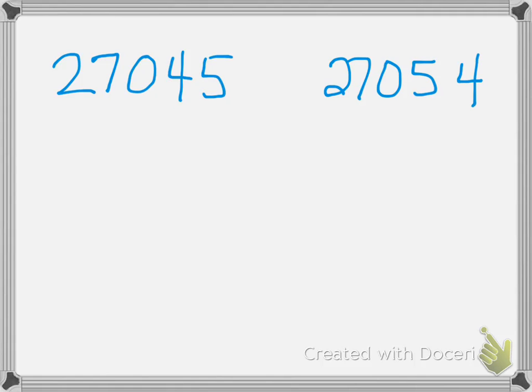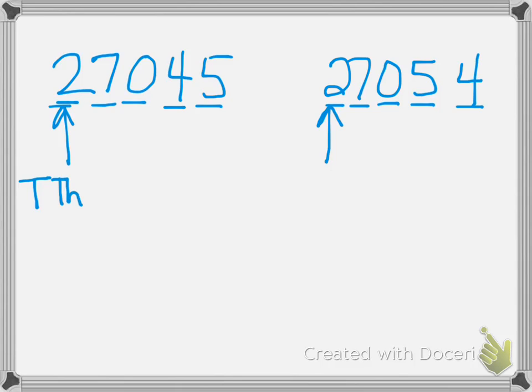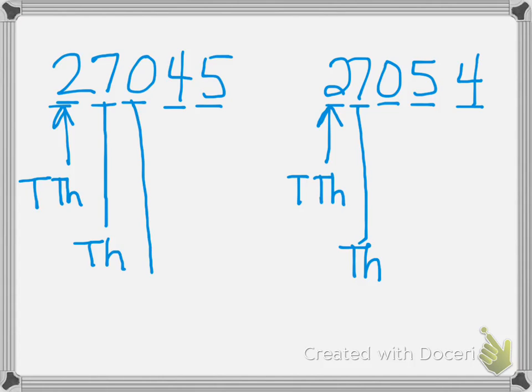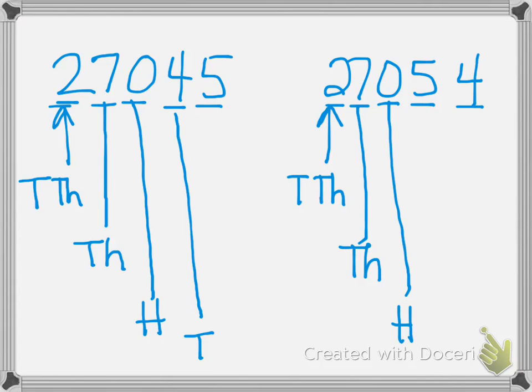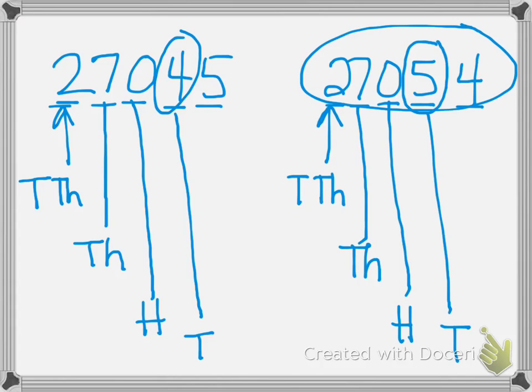Let's look at another one, 27,045 and 27,054. Same number of digits, there are 5 digits: 1, 2, 3, 4, 5. First let's compare the 10,000s. Those are the same. If we compare the thousands, those are the same. If we compare the hundreds, those are the same. Now we're comparing just the tens, and I have more tens over here, 5 tens versus 4 tens. So this number is bigger, so I would write the first number is less than the second number.